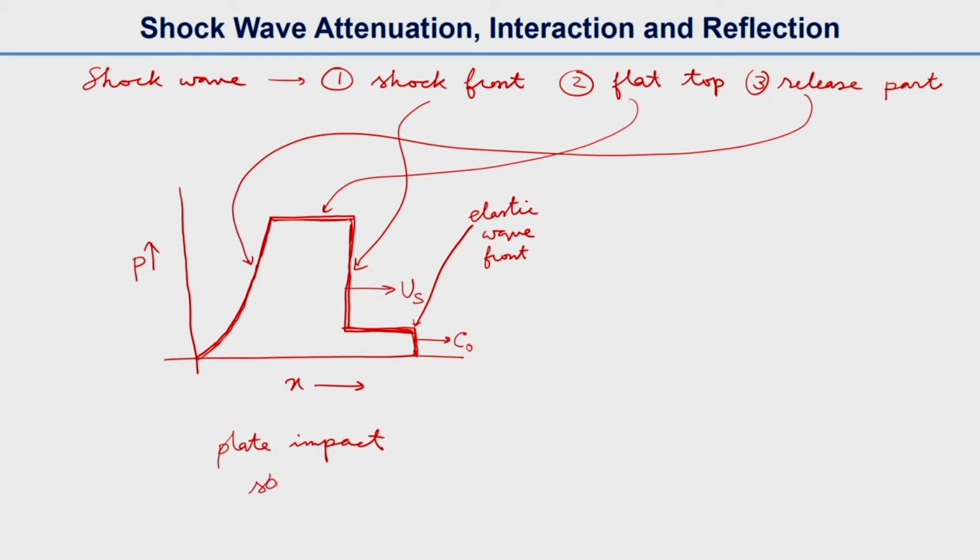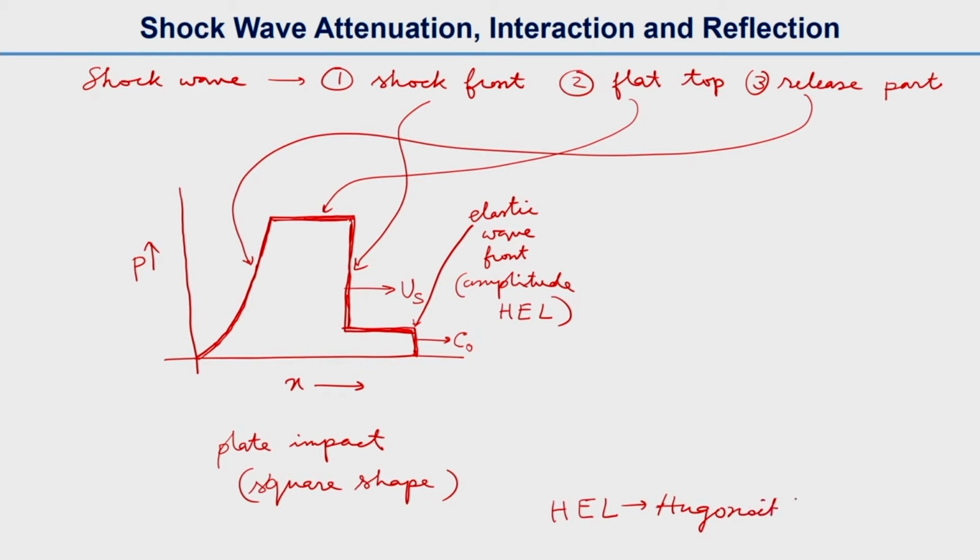So plate impact, we call it a square shaped pulse. Why is it a square? You can see that you have a flat top, and that is called square shape. The amplitude of this elastic wave is equal to HEL, Hugoniot elastic limit. HEL is Hugoniot elastic limit. After that limit, the material will behave plastically.